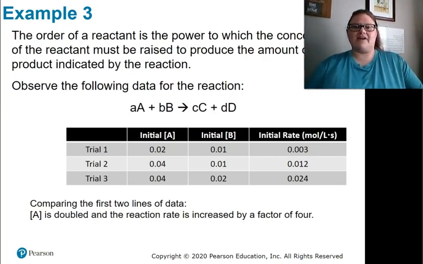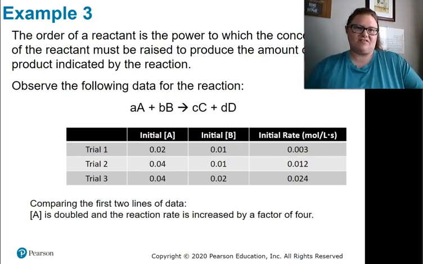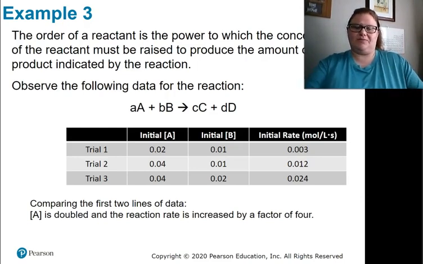All right, so the order of a reactant is the power to which the concentration of the reactant must be raised to produce the amount of product indicated by the reaction. And here's that general equation I mentioned earlier. This is used a lot in texts so the numbers aren't causing extra confusion. We have a substance A with a coefficient of lowercase a, and substance B with a coefficient of lowercase b. The lowercase letters just represent any number, and we pair them with the substance using the same letter so it's easy to track through the work.